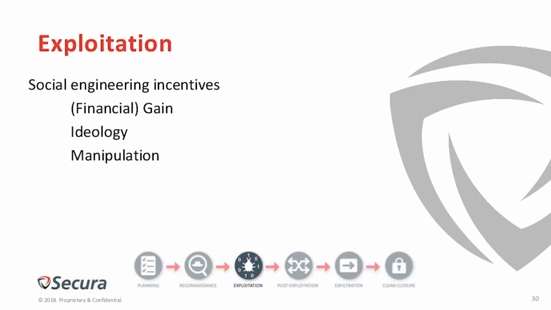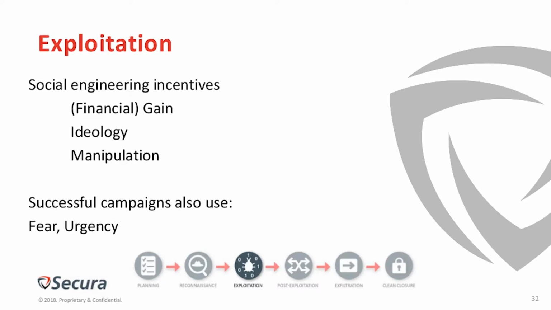So then next is the exploitation step. So the idea with exploitation is there's various social engineering incentives. So you want financial gain, maybe for ideology, or because you want to manipulate the country, the company, or their reputation. So there's different reasons to do exploitation.